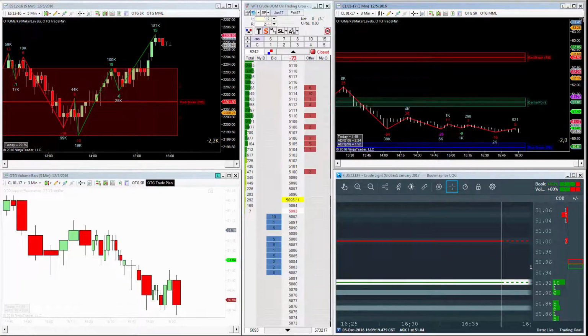So again, trade plans are there for you to look at 24/7. Really, they start at about 8 p.m. Central Time.